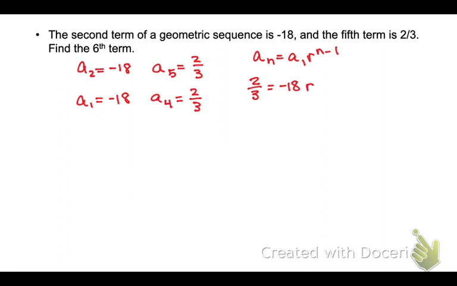We're looking for r, and our n is 4 minus 1, so 3. I'm going to divide by negative 18, or multiply by 1 over negative 18. So here I get 9 times 3 is negative 1/27.